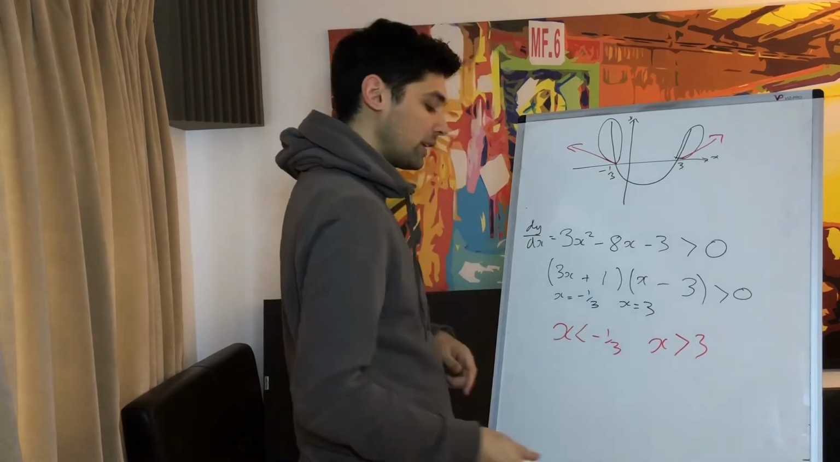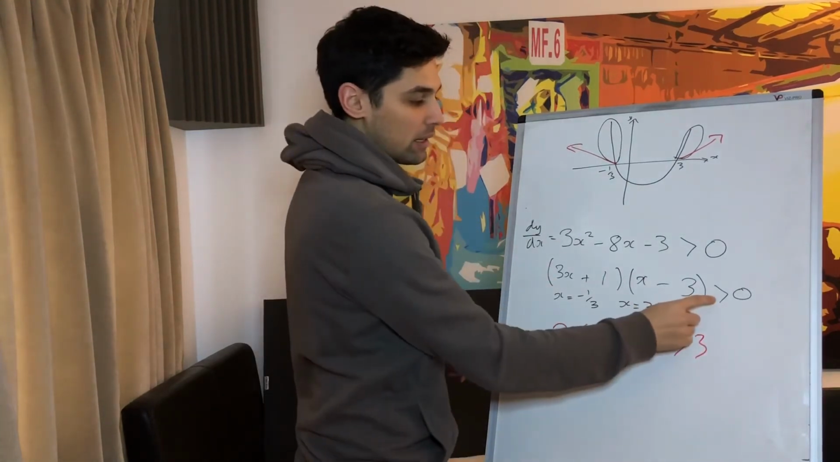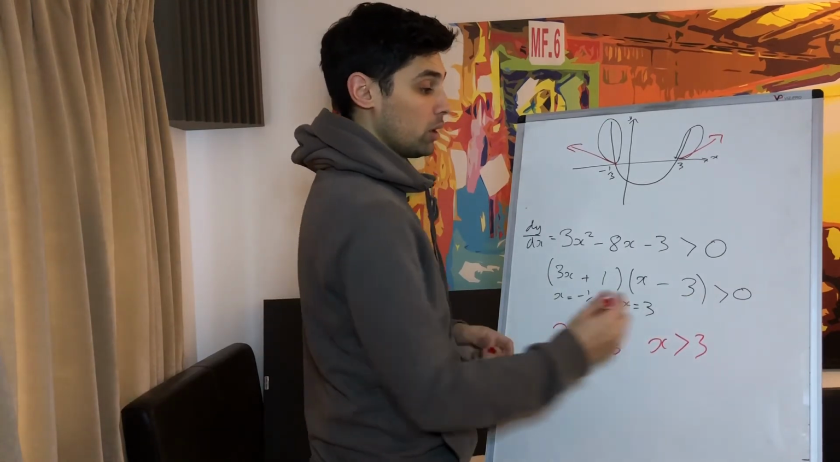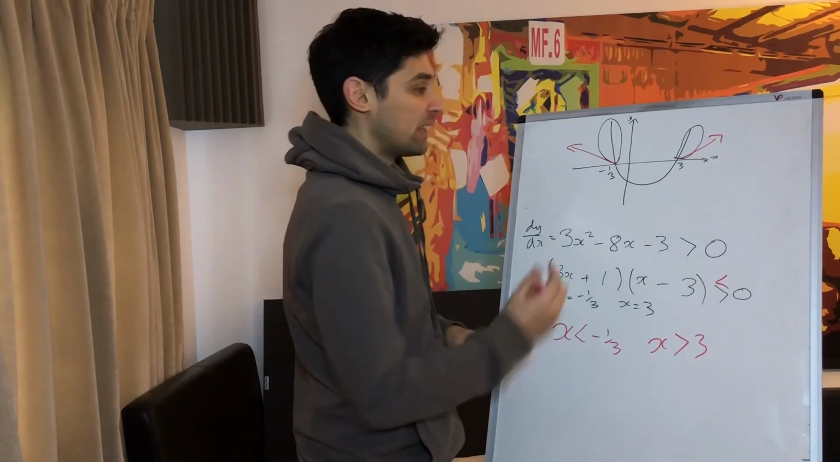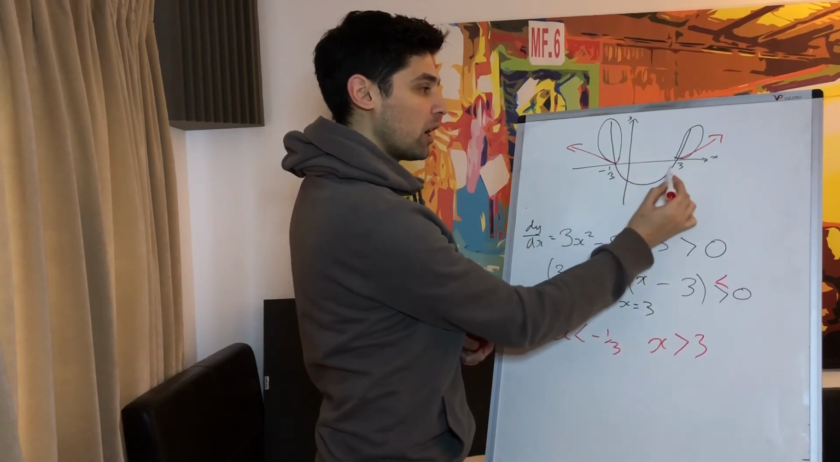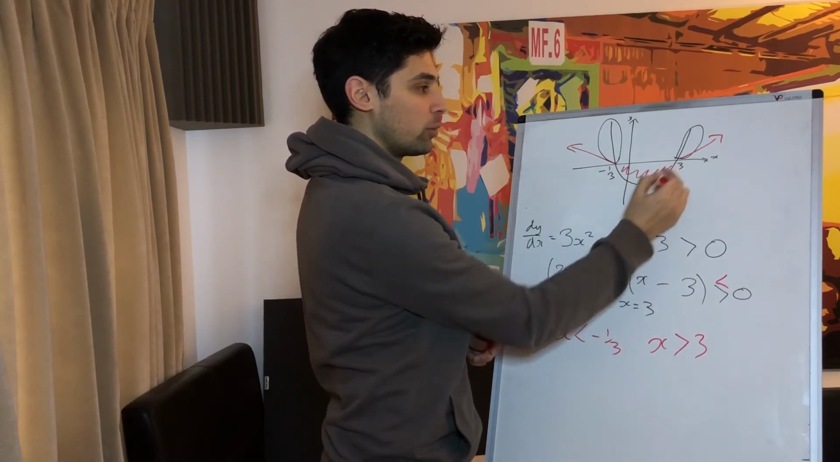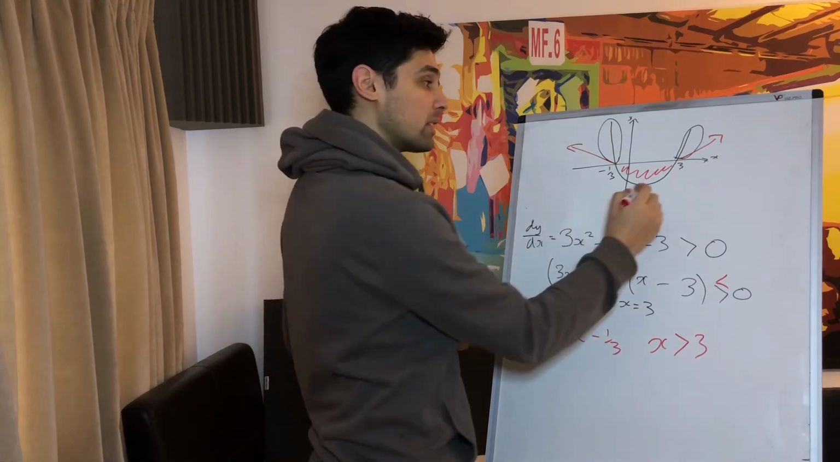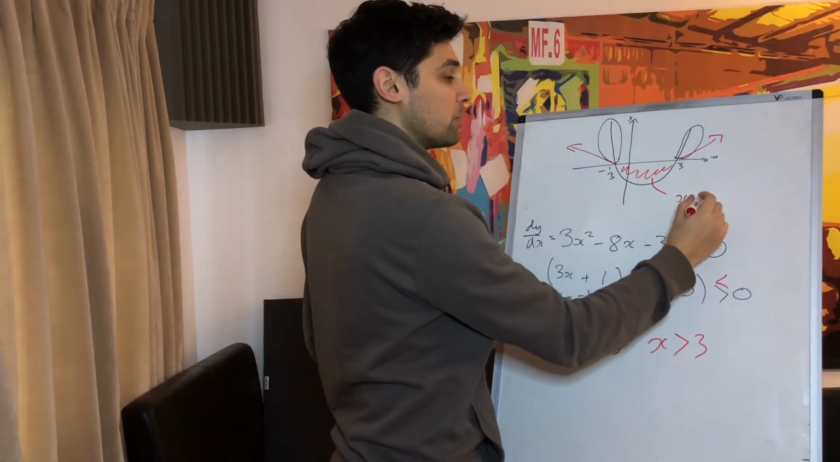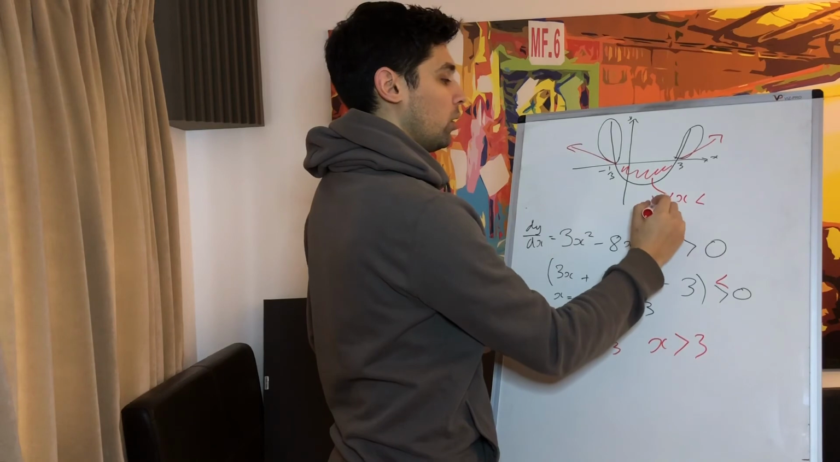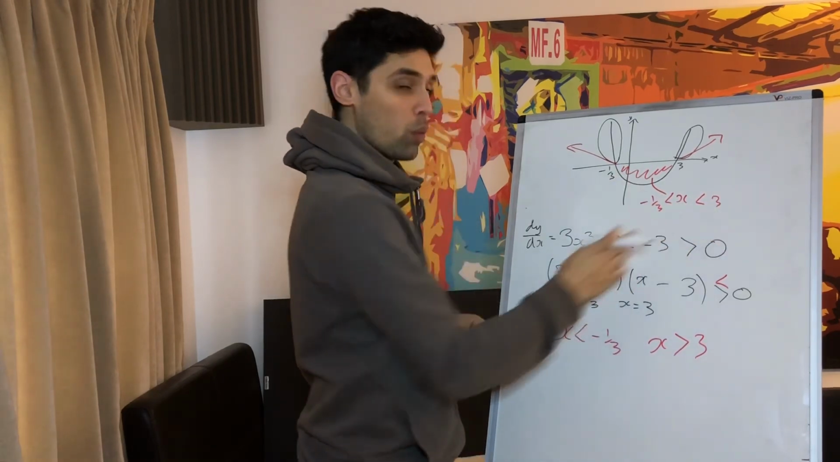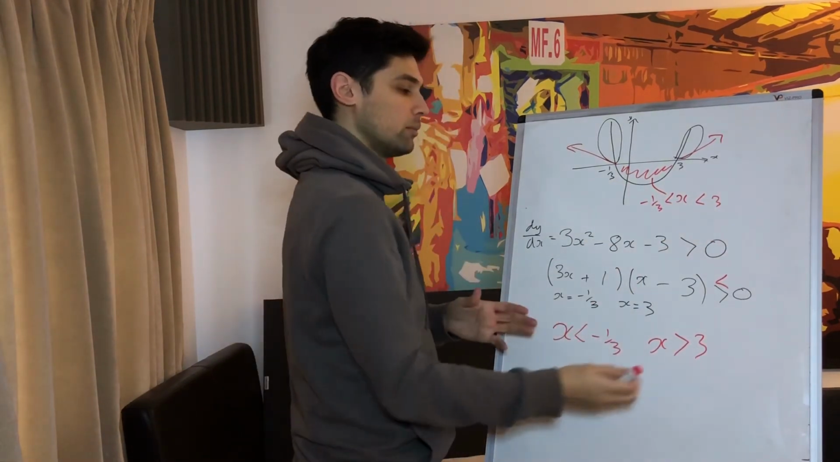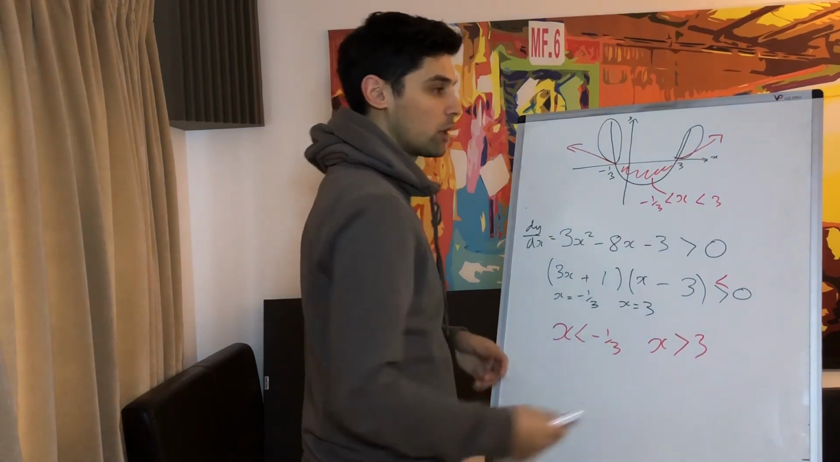Now alternatively, if the question had said less than 0, so the equation is less than 0 that way, then we'd be talking about this bit of the curve in here, like that little bit there. And because that's one single region, that will be defined as x is between minus a third and 3. One region, one inequality. But of course, it's this way around, so this is our answer to this question.